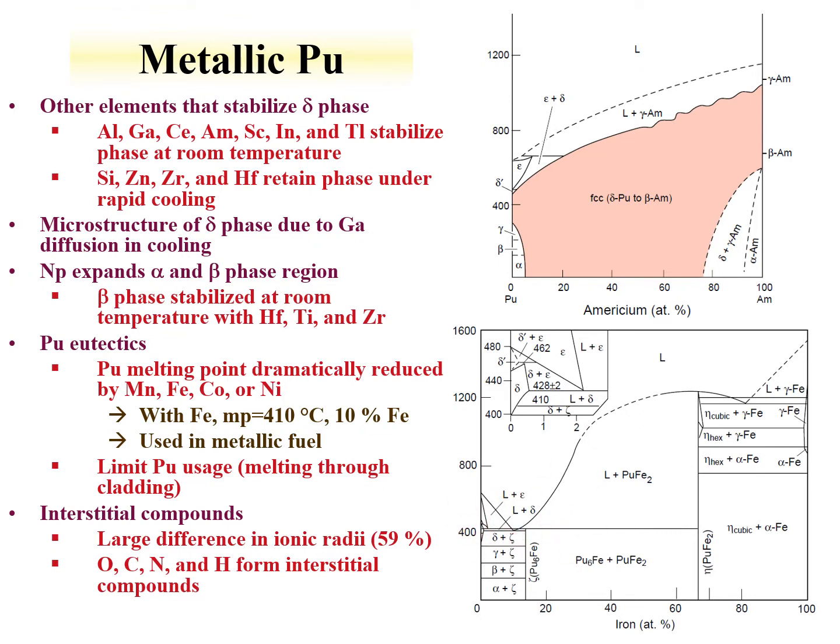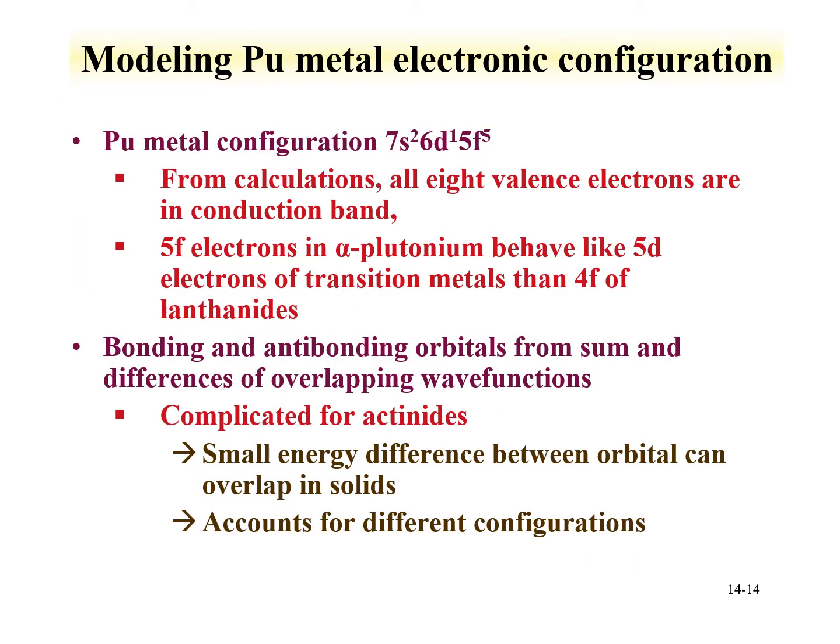There are also interstitial compounds that can be formed in plutonium metal, such as with oxygen, carbon, nitrogen, and hydrogen. They get placed within the lattice as interstitial atoms of plutonium metal. The electron configuration of metallic plutonium is shown here, where you get a mixture of F, D, and S orbitals. From calculations, all 8 valence electrons are in conducting bands.